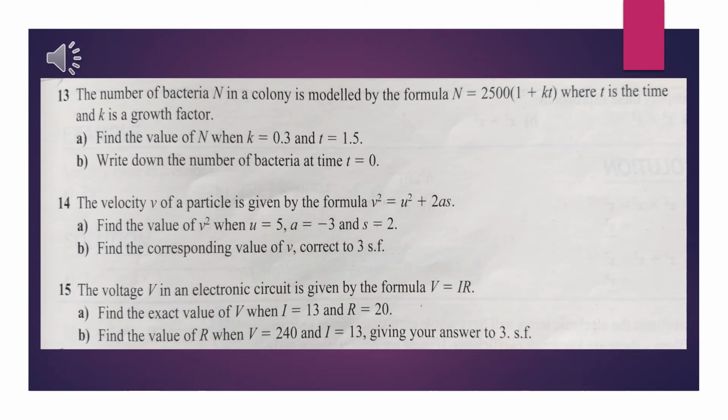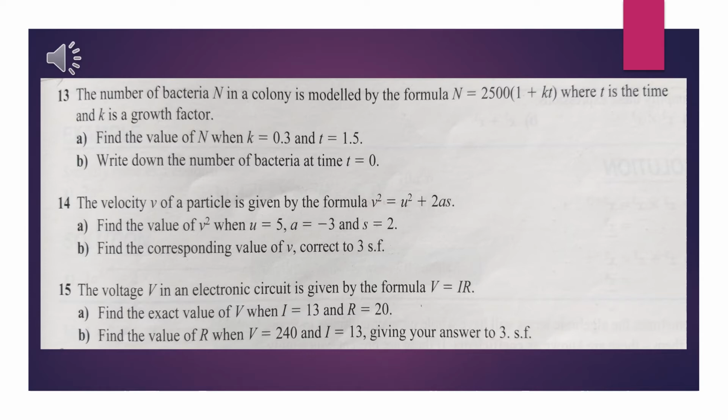There are a few questions I have selected from the textbook. Number 13. The number of bacteria n in a colony is modeled by the formula n equals 2500 times 1 plus kt, where t is the time and k is the growth factor. Part A. Find the value of n when k equals 0.3 and t equals 1.5.